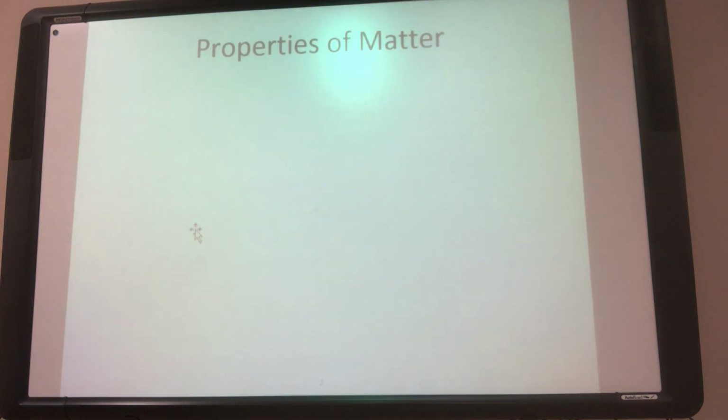So these are going to be kind of like definitions. First we want to talk about what is a property of matter. So we want to talk about physical and chemical properties. Okay? So physical properties are, change my color.